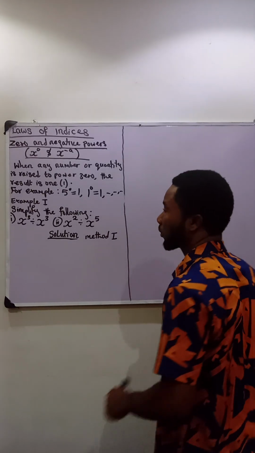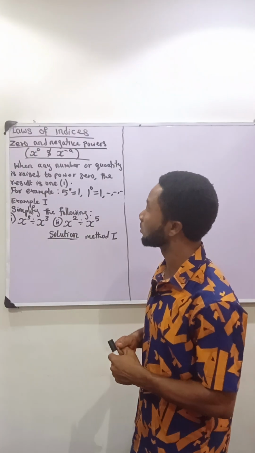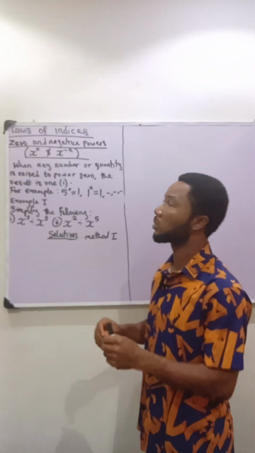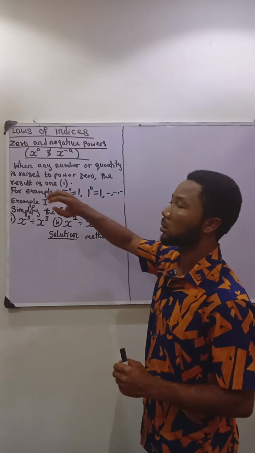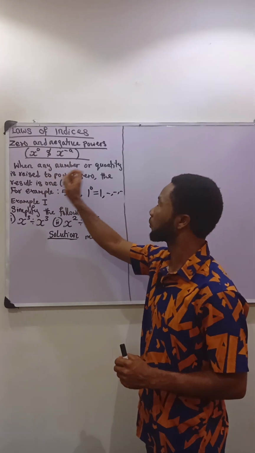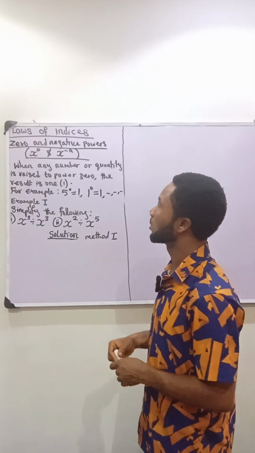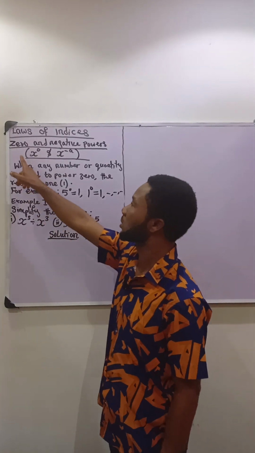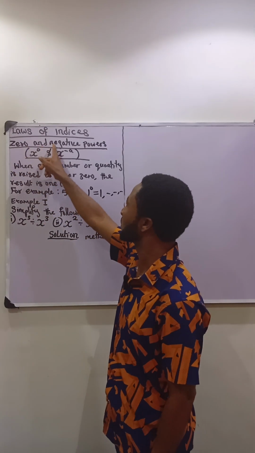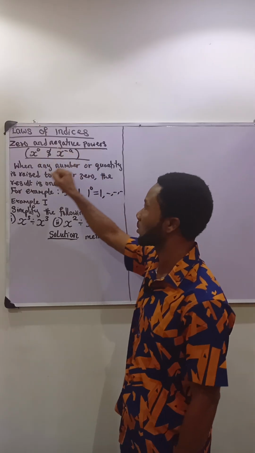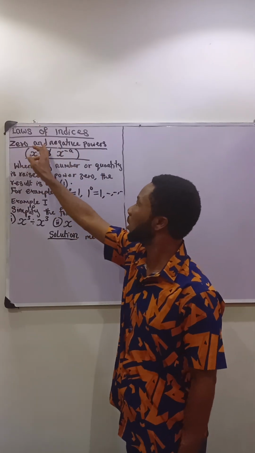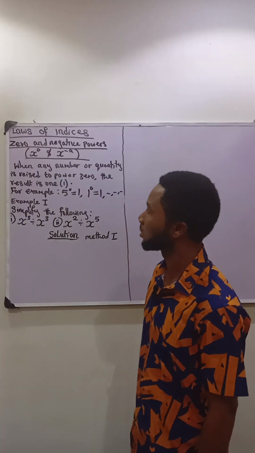Okay, from our previous class, we have discussed the multiplication law of indices and the division law of indices. Now, I want to discuss zero and negative powers. Zero and negative powers.